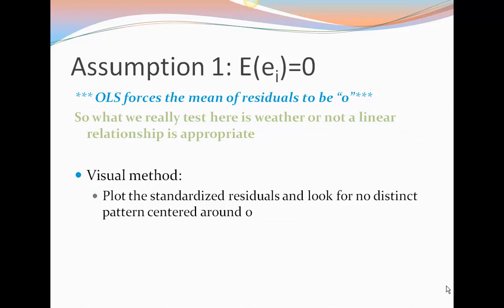And the way that we're going to do this, really the only way we're going to examine it, is just going to be to look at our standardized residuals and look for no pattern. So they should be completely random and centered around 0. These standardized residuals should be completely random and centered around 0, and as long as that holds, then we're fine.